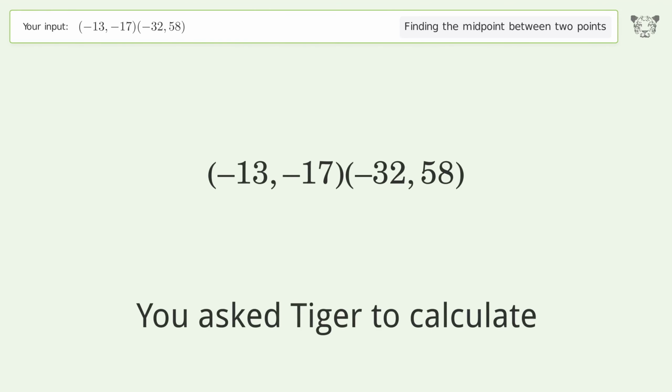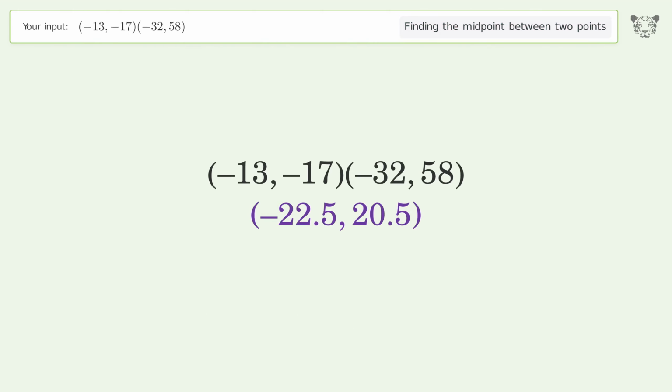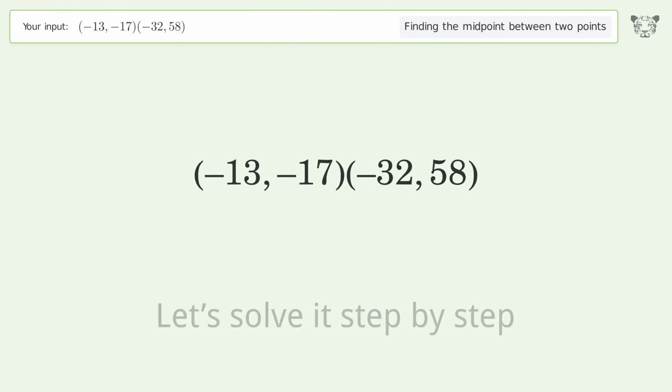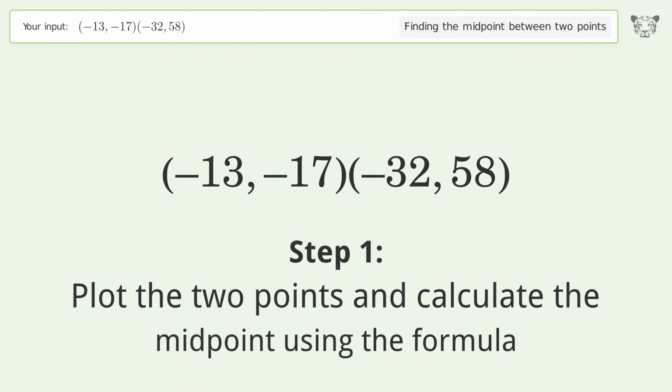You ask Tiger to calculate. This deals with finding the midpoint between 2 points. The midpoint between the 2 points is negative 22.5, 20.5. Let's solve it step by step. Plot the 2 points and calculate the midpoint using the formula.